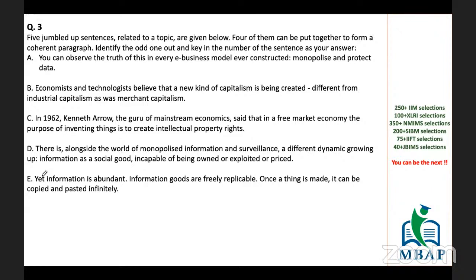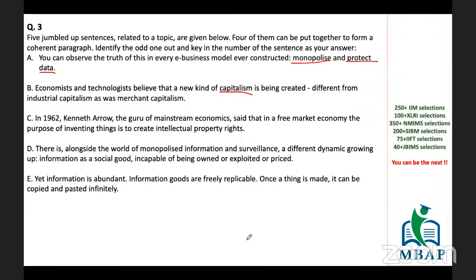Okay, so A says you can observe the truth of this in every e-business model ever construed: monopolize, and protect data. B: economists and technologists believe that a new kind of capitalism is being created, different from industrial capitalism, as was merchant capitalism. So A is basically talking about monopoly and protecting data. B is talking about capitalism. Now, let's see what C is talking about.